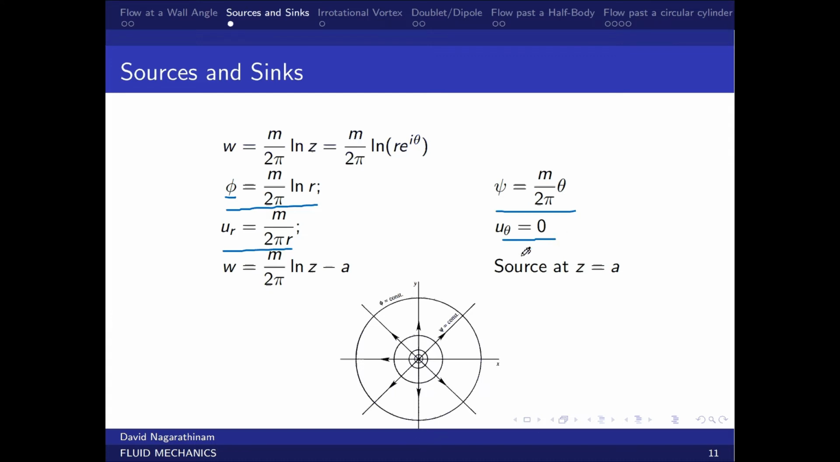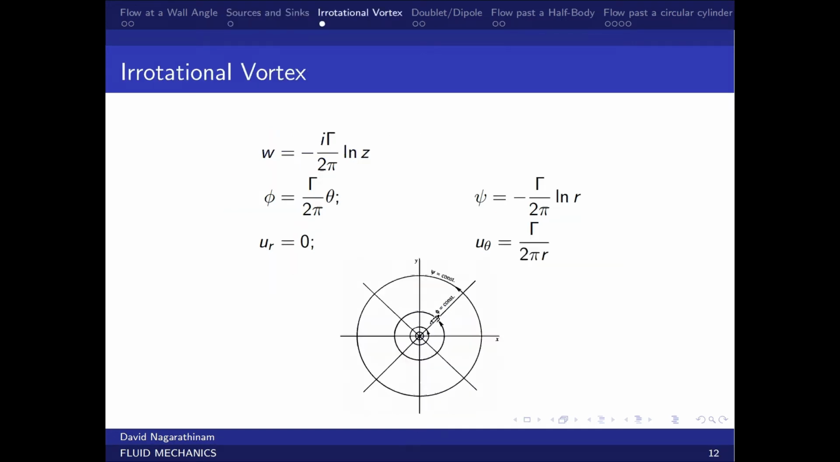Now if this source is positioned at a point z is equal to a, then the complex potential becomes of the functional form shown here. The streamlines which are emanating from the source are given by psi equal to constant lines. The constant potential lines are shown by phi equal to constant lines. Now let's consider an irrotational vortex which is represented by the complex potential as shown here. Here z is equal to r e to the power i theta.